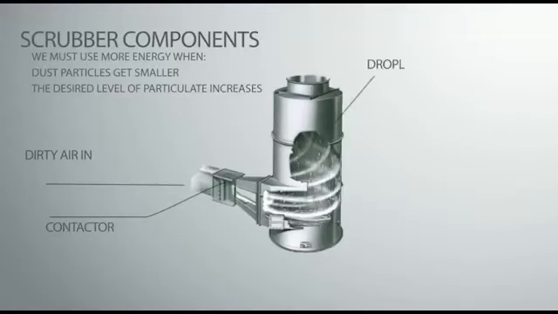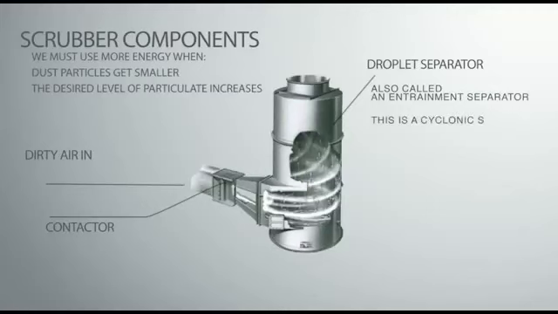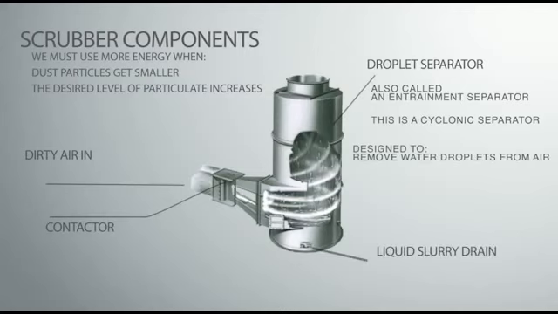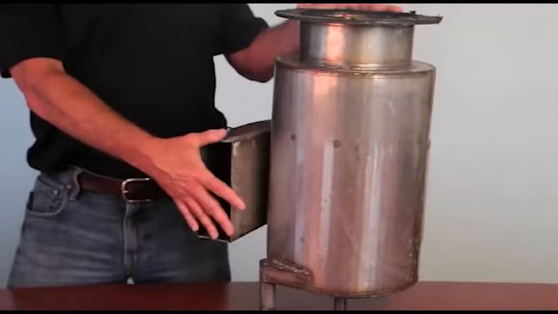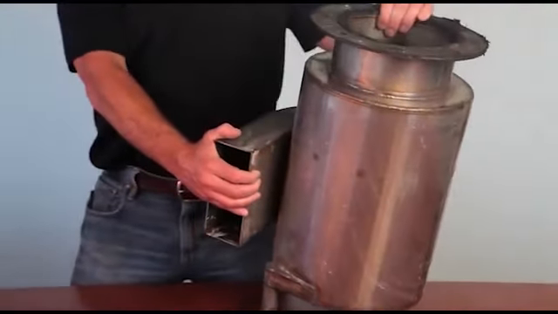The rest of the scrubber is a droplet separator. This may also be called an entrainment separator. In this picture, we show a particular style called a cyclonic separator, which is a type of inertial separator or cyclone specifically designed for removing water droplets from air. The water containing the collected dust particles, called slurry, drains out the bottom of the droplet separator. The clean air goes out the top of the droplet separator. This is a 10-inch diameter Mikropul style entrainment separator or cyclonic separator.